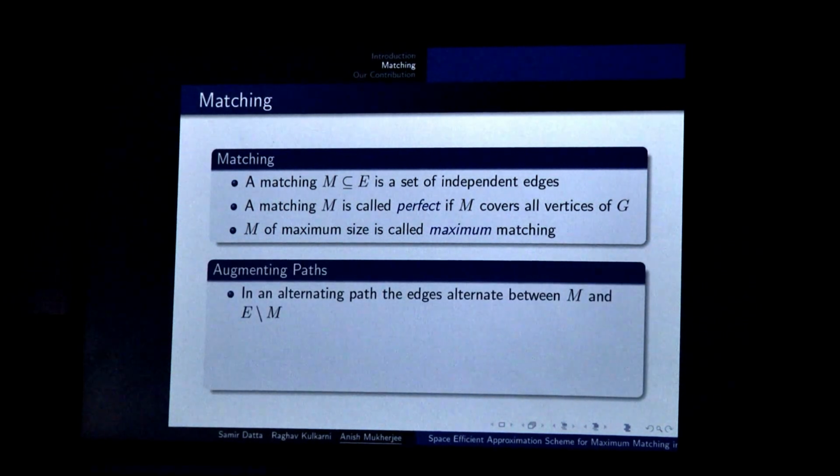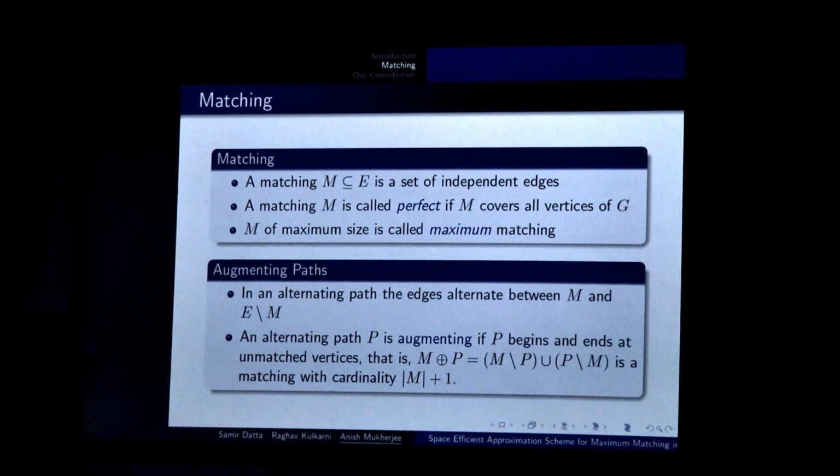And one important idea we use is that of augmenting paths. Suppose we have found a matching, and we know that we haven't found the maximum matching yet if there is some augmenting path. So what is an alternating path? Suppose you have a matching and you take a path whose edges alternate between matching edges and non-matching edges. We call an alternating path an augmenting path if the first and last vertices are unmatched. If you flip the matching edges, you can increase the matching size.